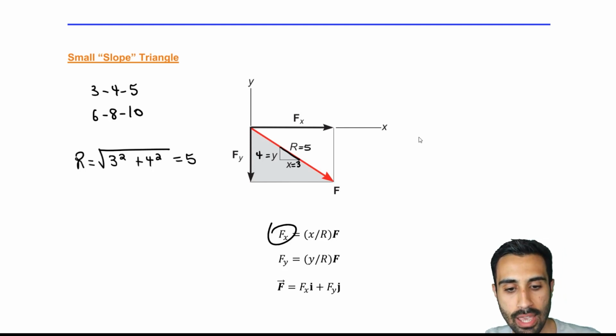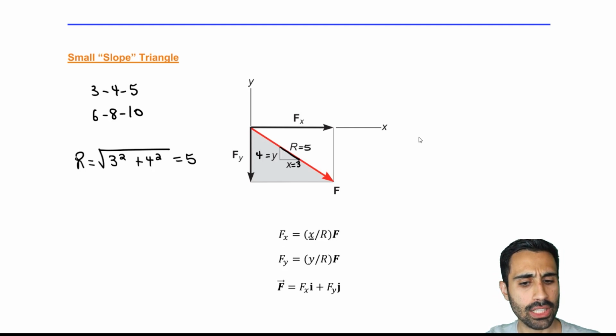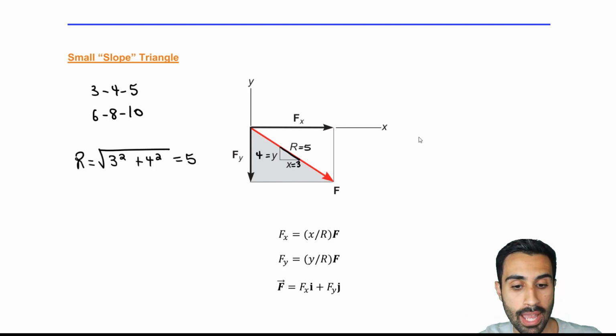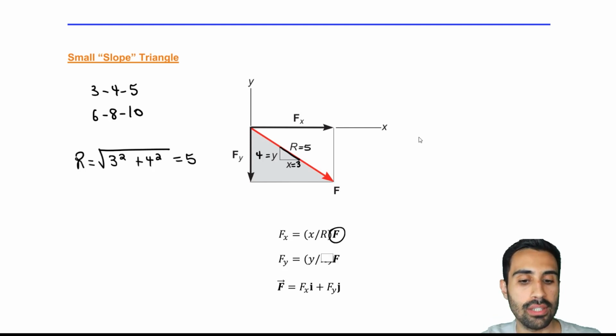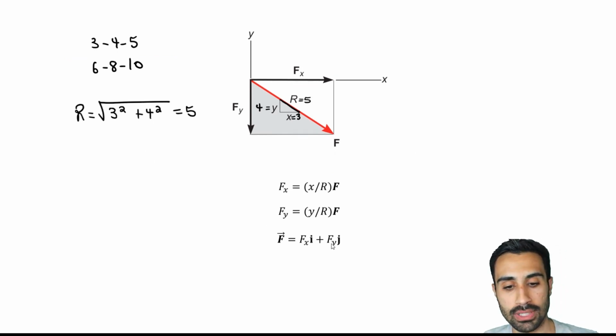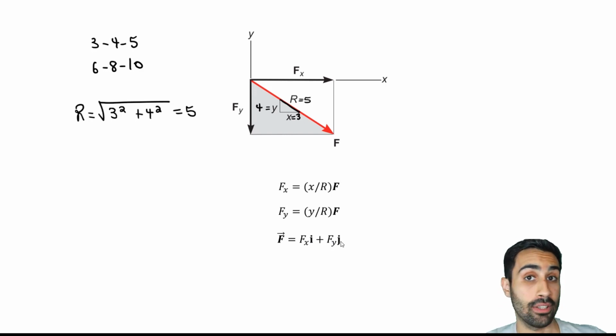So we know here to get the Fx, we take the x value, the 3, divided by r, the hypotenuse of the small slope triangle, and you multiply by the force. Or you can take the force times x over r. That's all we do. For Fy, you take the y divided by r, times the force magnitude. That gives me my Fy component. And then again, we can put it in Cartesian vector form. Just take your Fx value in the i hat direction plus your Fy value in the j hat direction.